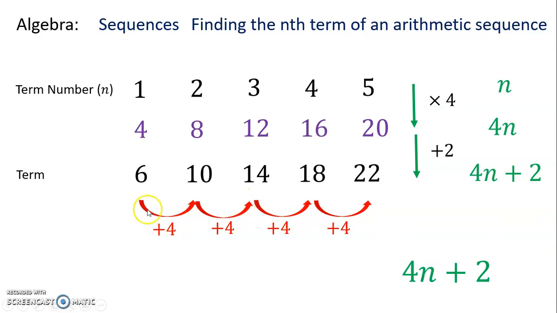So just to recap, I look for the common difference, and that tells me what times table to write across the top to compare it to, and also helps me with this part of the nth term. And then I look for what I'm either adding, or it could also be subtracting, and I adjust my nth term.